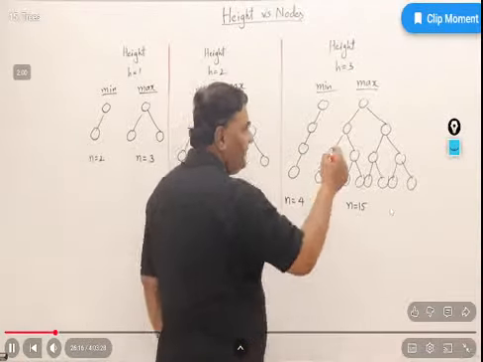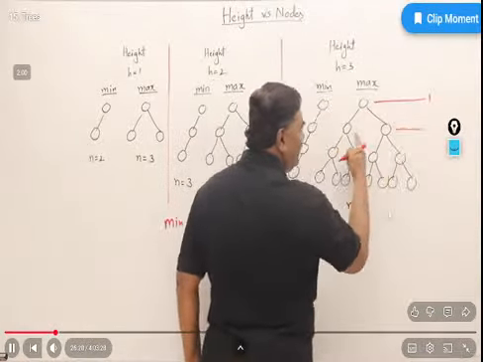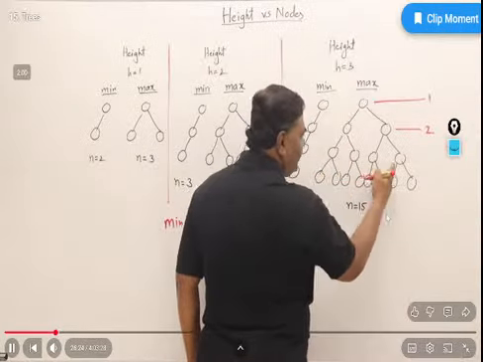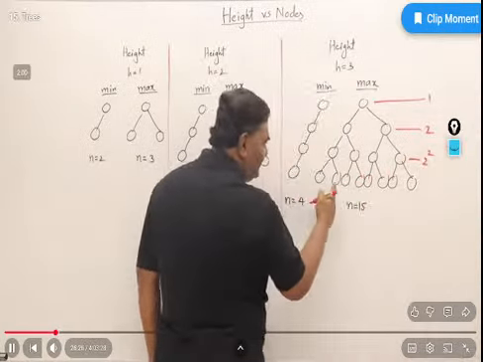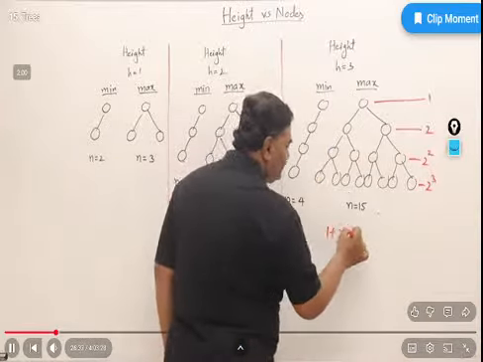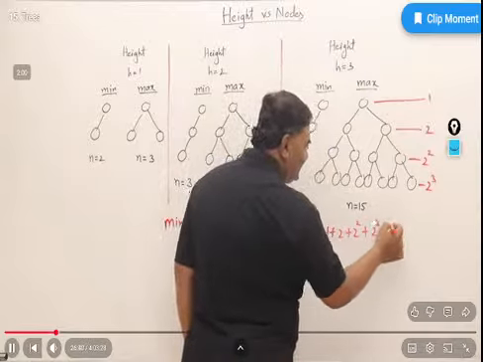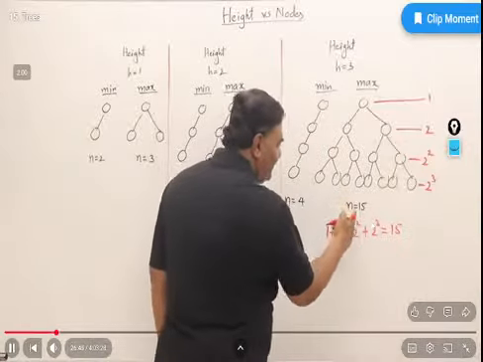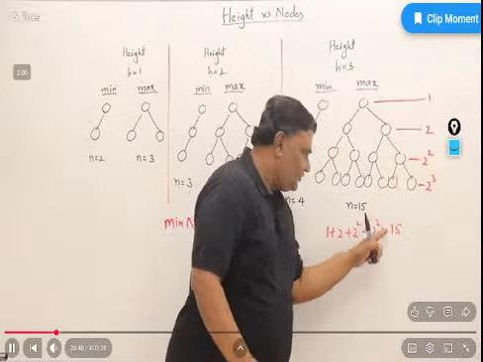How we got 15? We got 15 because this is one node, and in this level there are 2 nodes, and in this level 1, 2, 3, 4, 4 nodes are there, that is 2 square nodes, and in this level 1, 2, 3, 4, 5, 6, 7, 8, 2 cube nodes are there. So this is 1 plus 2 square plus 2 cube. This answer is 15. So all these nodes when they are added, it is becoming 15.